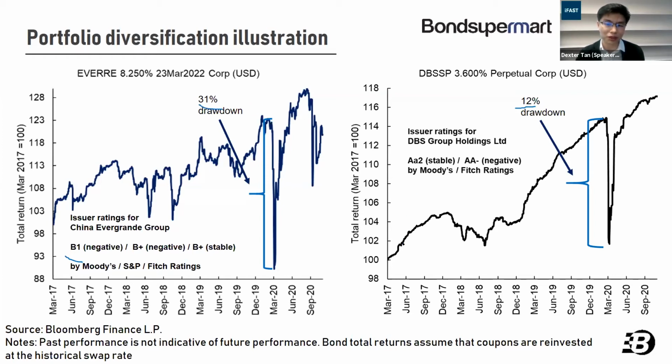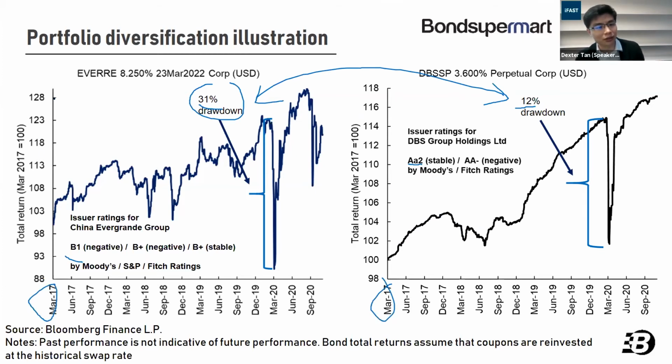If you look at the movements, you see that the DBS perpetual note has a much smoother kind of return over time. So the two bonds are very much in contrast to one another. DBS is actually double A rated, so it's a high investment grade bond with high credit quality. Of course, with high risk, you get higher returns. I'm starting from the same point, March 2017, and you get a higher return. China Evergrande can go up to about 128, but the DBS will go up to 180.